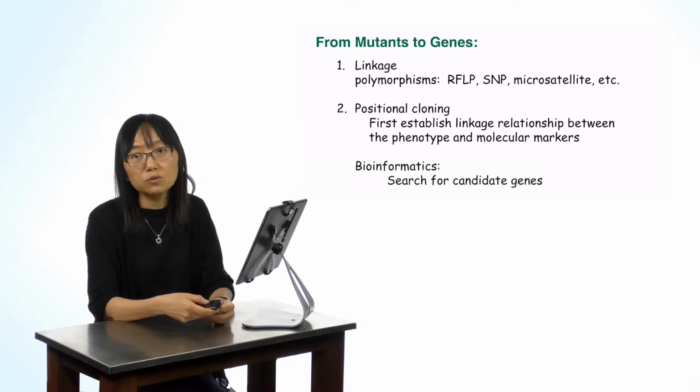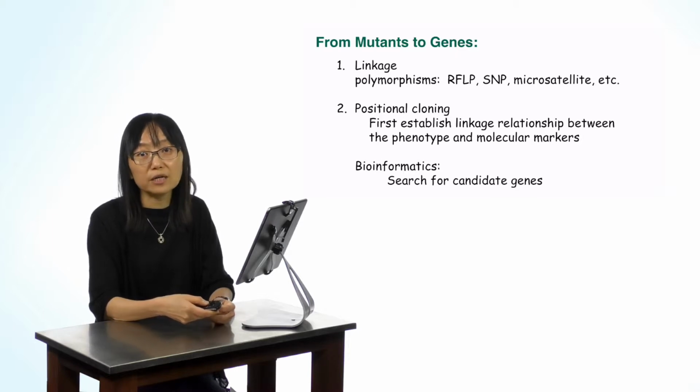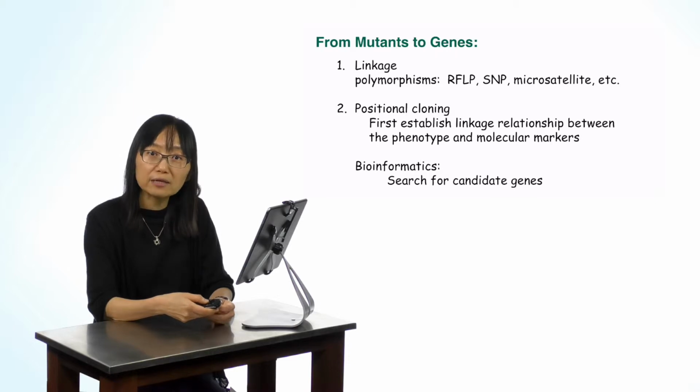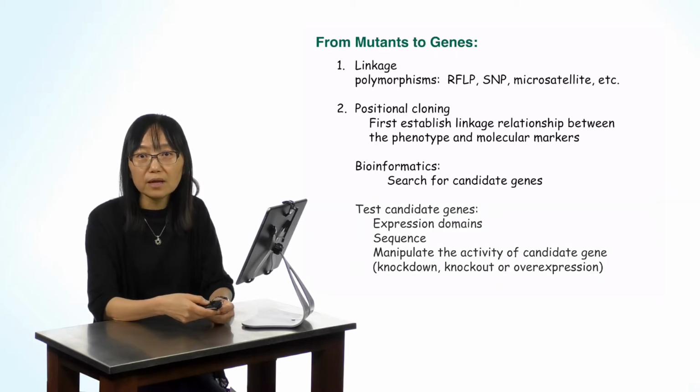Now, the genomes of most model organisms are completely sequenced. You can rely on genomic information and informatic approaches to narrow down the candidate genes and perform functional analysis. How do we map the mutations? We need to investigate the linkage relationship between the mutation and genetic markers. Earlier this quarter, you have learned about polymorphism and molecular markers like RFLP, SNP, and microsatellites.